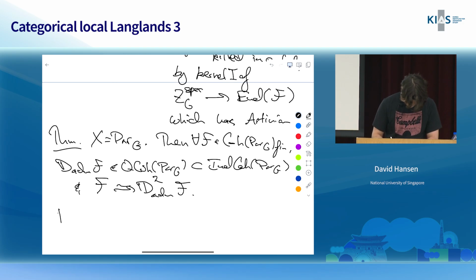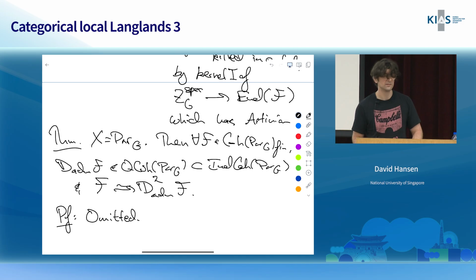And so proof, let's take omitted. So like eight years ago when AI was really bad, I remember someone fed the Stacks project into a really bad AI and asked it to come up with more stuff. And it didn't really come up with any stuff, but it did learn that a valid way of proving something is just to write the word omitted.